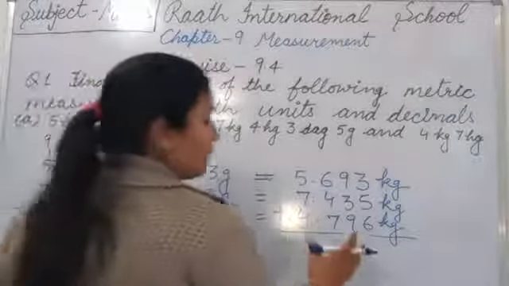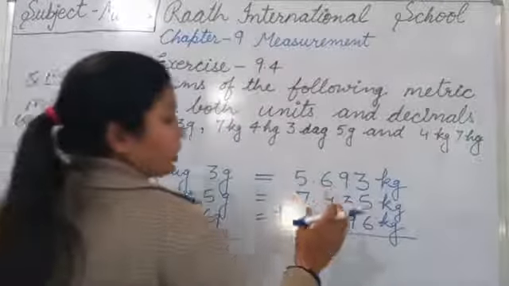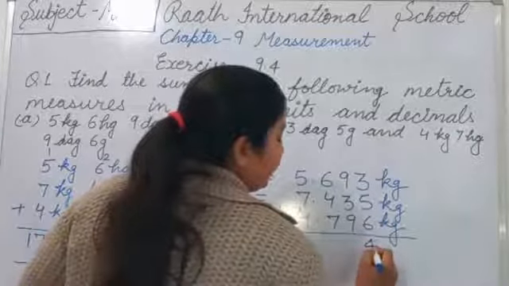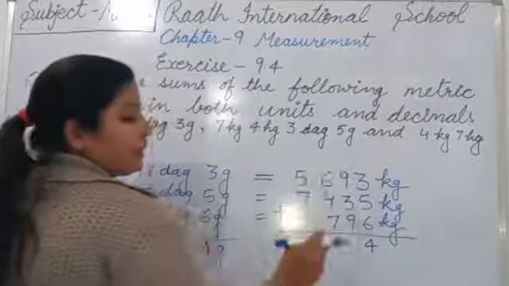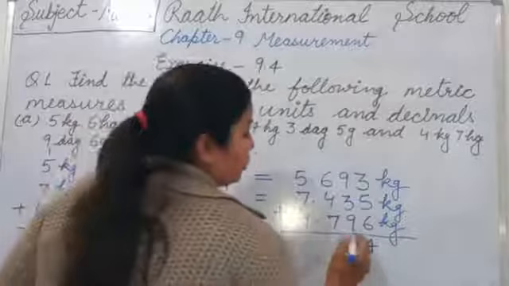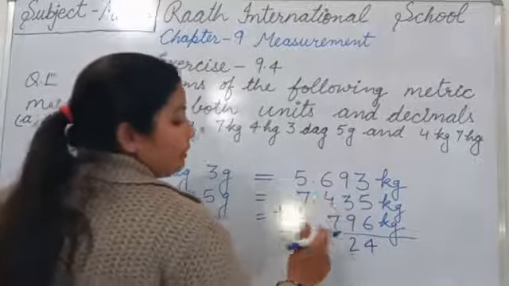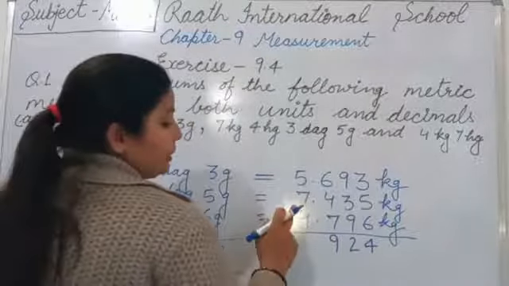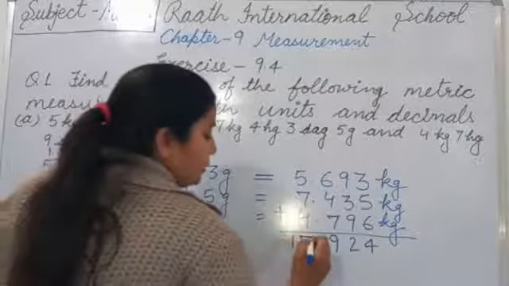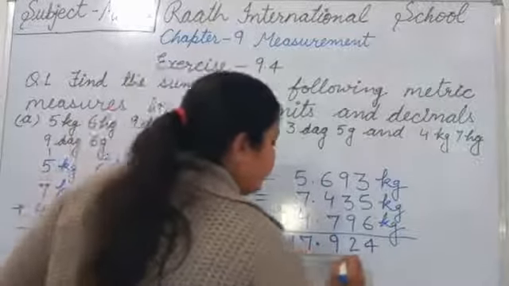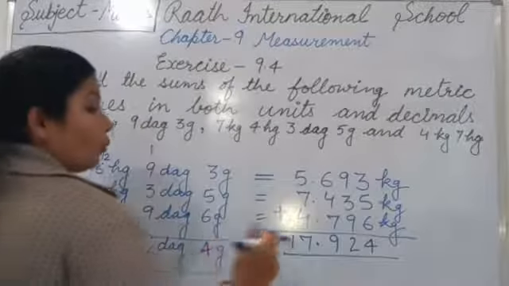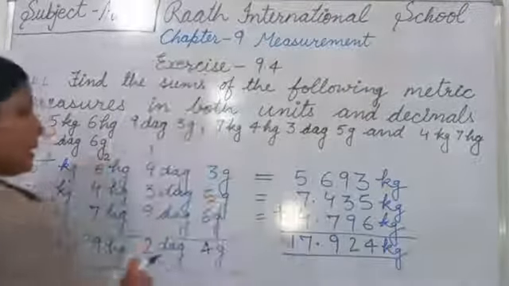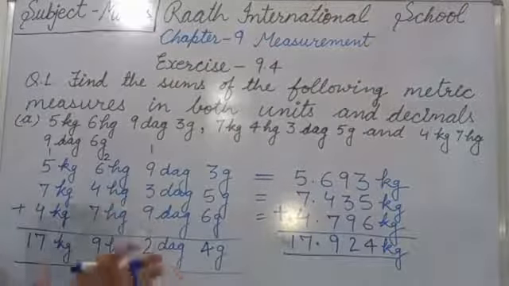Here also we will do addition. So we will get the same answer on both sides. 3 plus 5, 8. 8 plus 6, 14. 1 carry. Then 9 plus 1, 10. 10 plus 3, 13. 13 plus 9, 22. 2 carry. 8, 4, 12. 12 plus 7, 19. 1 carry. 6 plus 7, 13. 13 plus 4, 17. So it becomes 17.924. Now it is kg. Okay, so like this you have to solve. This is your A part.